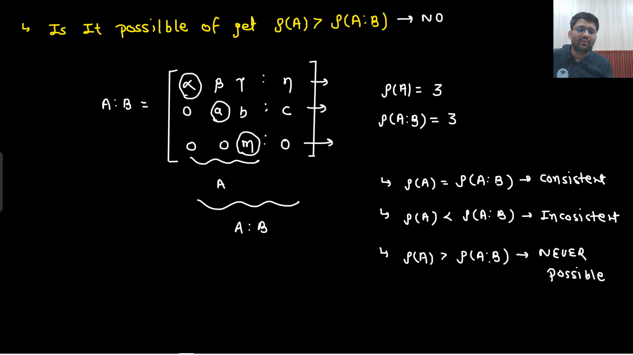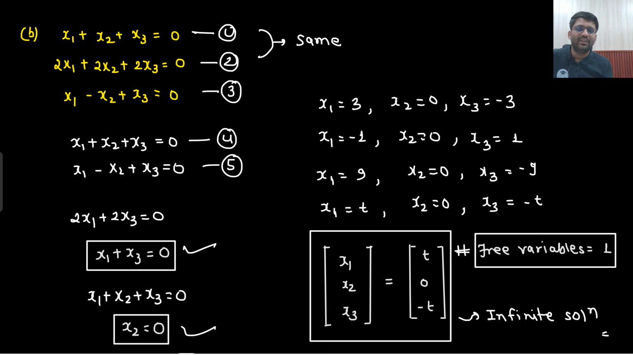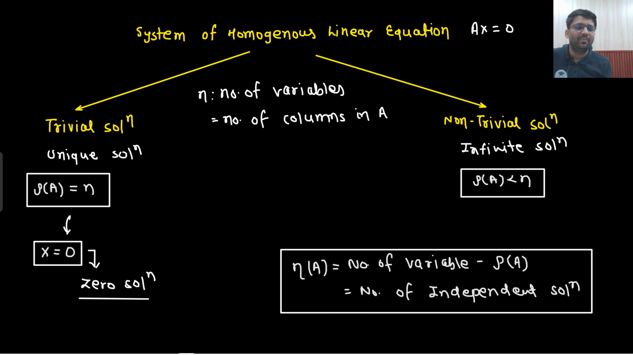And here, for the homogeneous equation, I don't need to care about A augmented B, because I know that B is already a null matrix. So whatever the rank of A I get, I will always get the same rank for A augmented B. So rank of A will always be equal to rank of A augmented B. That means a solution will surely exist. It cannot happen that solutions do not even exist. And if solutions exist, there could be two kinds: either a unique solution or infinite solutions. For a unique solution, rank of A would be equal to the number of variables.